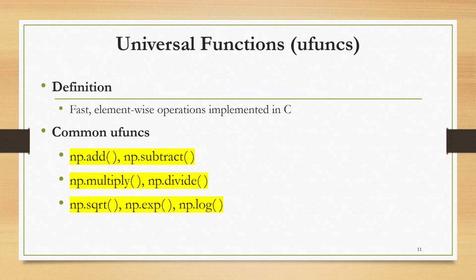Okay, next we have what we call universal functions, ufuncs. Also, we will see examples of this in the lab work. They are very fast element-wise operations implemented in C. I would say this is one of the big advantages in NumPy. We can perform all this. Again, np means we import NumPy as np, but the function names are add, subtract, multiply, divide, square root, log, etc.